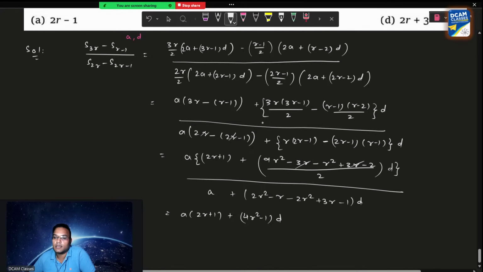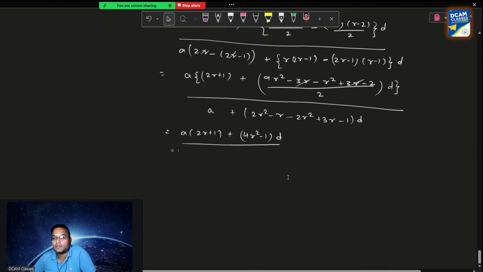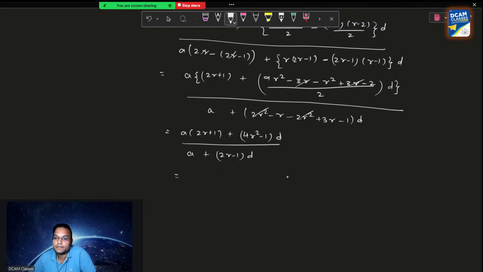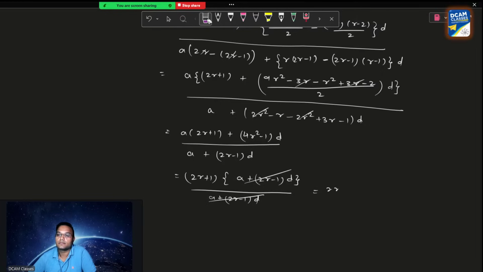See, I'm getting into something. I think I am getting the answer. Answer should be 2R plus 1 divided by A plus 2R minus 1 into D. I got the answer: 2R plus 1 common, A plus 2R minus 1 into D by A plus 2R minus 1 into D. This will get cancelled, we'll get 2R plus 1. See, we got the answer.